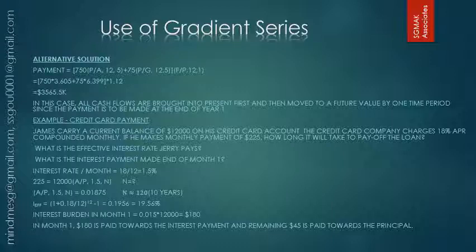I have put another alternative solution where basically I have brought everything at time 0, beginning of year 1, and then moved it by one time period because the payment is being made at the end of year 1. So in this case I have 750 P over A, 12, 5 plus 75 P over G, 12, 5. This is in thousands of dollars. So that brings the whole gradient series to the beginning of year 1. Then I'm multiplying by factor F over P, 12 and 1. We're taking that cash flow one time period into the future, which takes it to end of year 1, and you get the number close enough, 3565.5K. So there are 3 different ways. Discounting can be done in more than one way. In this case, all cash flows are brought into present first and then moved to a future value by one time period, since the payment is to be made at the end of year 1. So that's the first example.